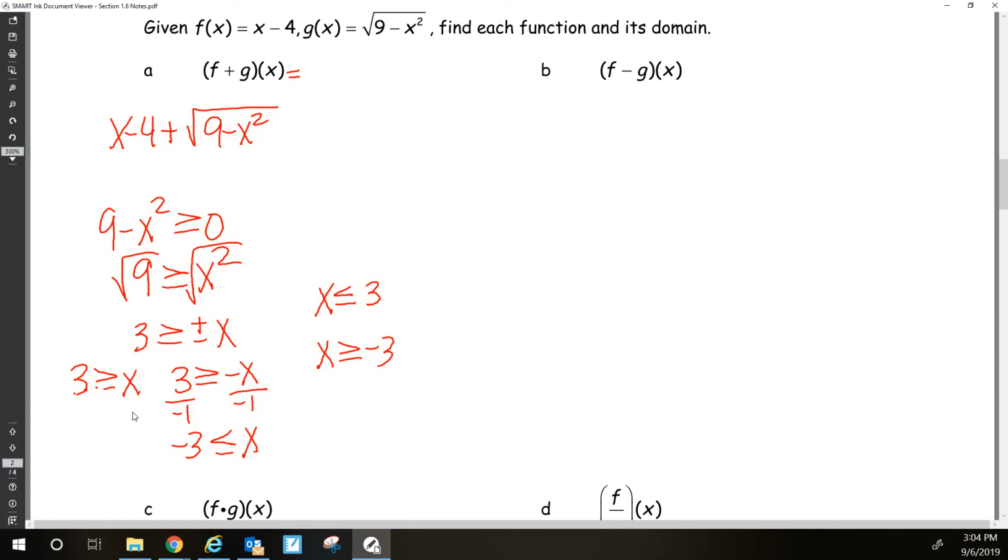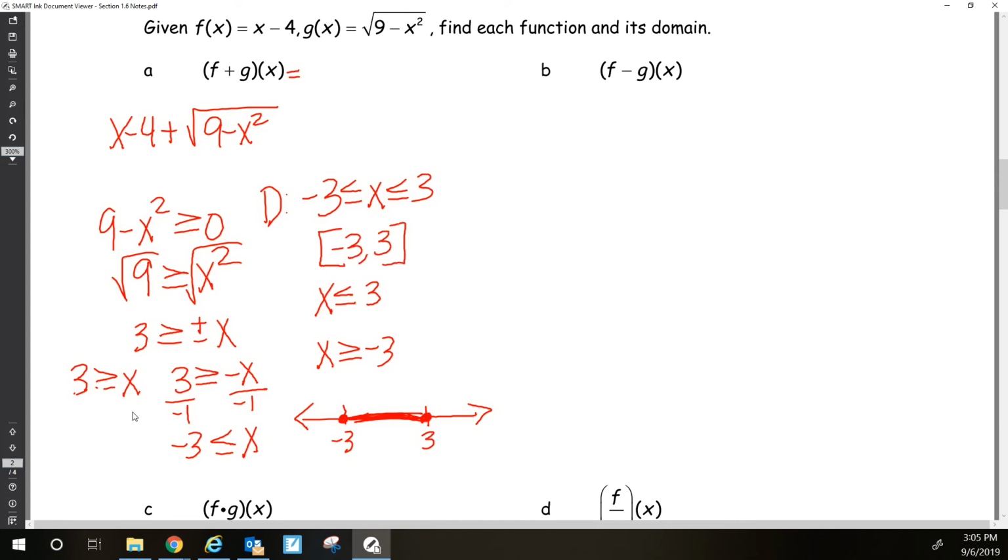This is a case, if you have a hard time visualizing it, put it on a number line. I can be 3, I can be -3, I can be greater than -3, but I also have to be less than 3. So this is what we call a sandwich one. So my domain for this one is going to be sandwiched between -3 and 3. Interval notation would be looking like that. That's everything in between.